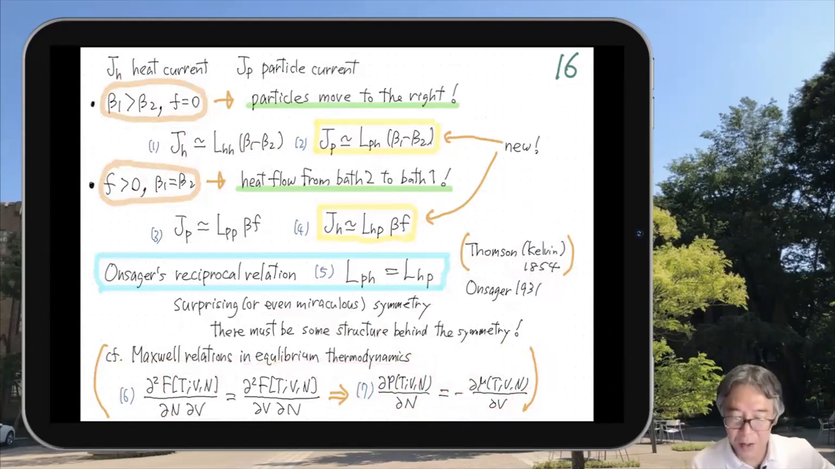Okay, but in this case, we don't have equilibrium thermodynamics behind this. This is a purely non-equilibrium phenomenon. And Onsager pointed out that behind this symmetry is time reversal symmetry. But anyway, we want to derive this in our setting.